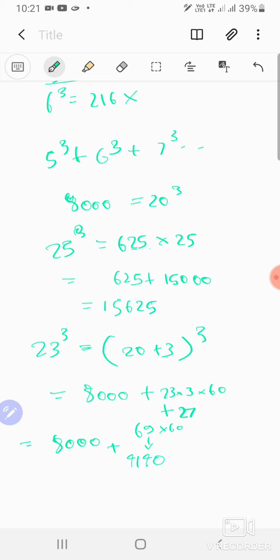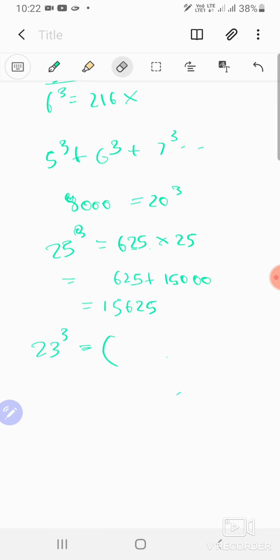So that gives 4140, hope this is correct, right? Plus 27, so it's equal to 8,000 plus 4167, right? That is 12167. Still it's bigger, so just go to 22 cubed. Hopefully that will give me something. So let's go to 22 cubed.